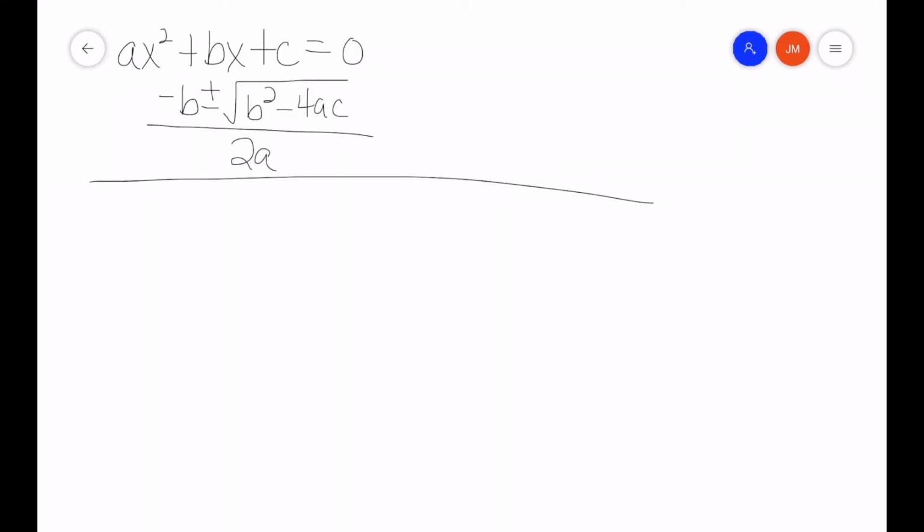Let's start with our first example. We have x squared plus 3x minus 10. So we need to write our values for a, b, and c. So a is the value of the coefficient for the x squared term, which we know is 1. B is the value of the coefficient for the x term, which we know is 3. And c is the value of our last term here, which is negative 10.